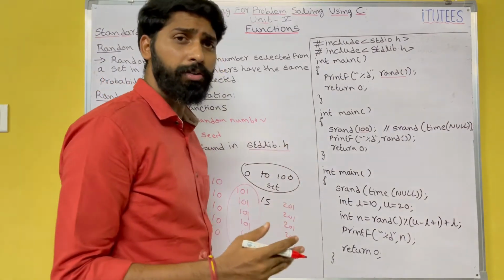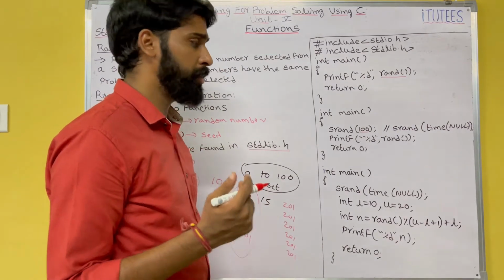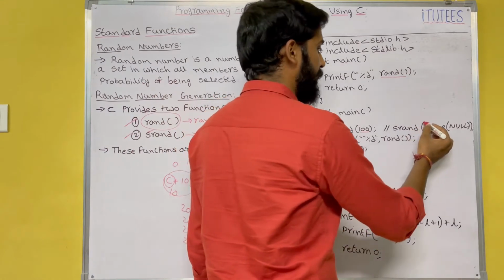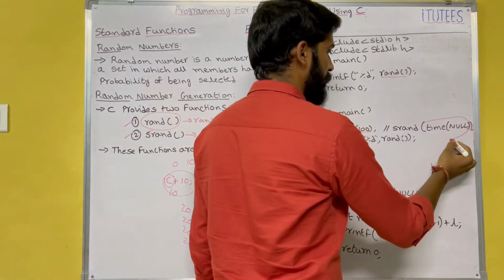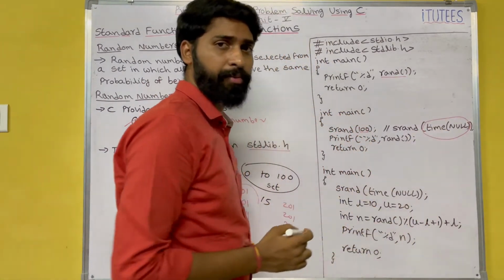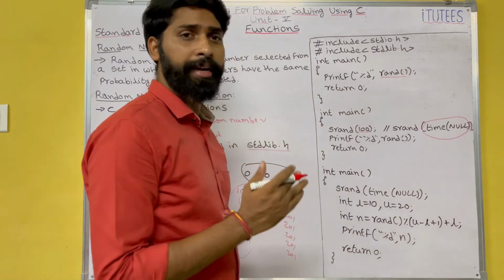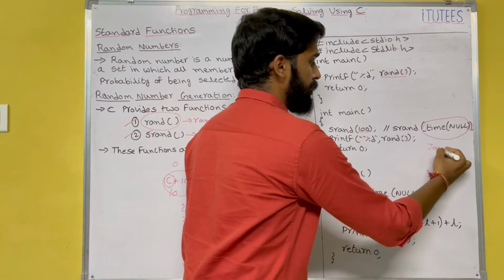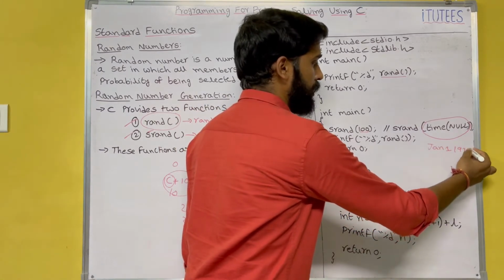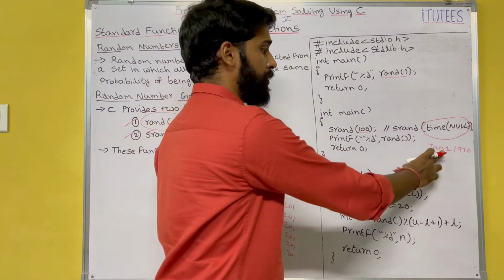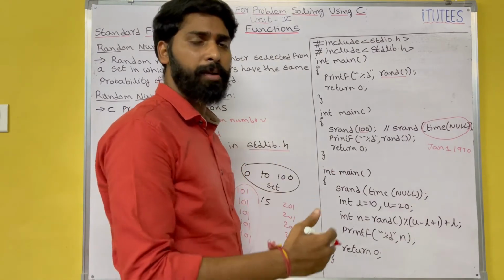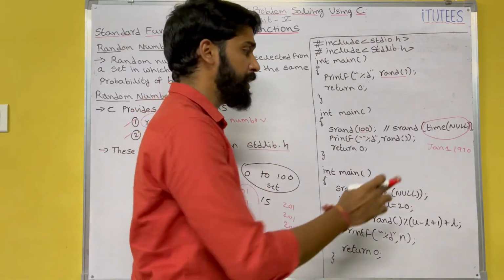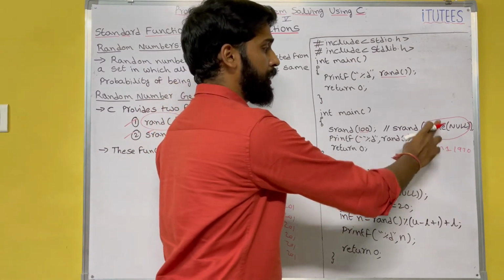But I want to generate a random number. So how can we achieve that? By using the time function. Time is a predefined function. This function returns the elapsed seconds from January 1st, 1970. That means it is always updated. For every second, the value of time is changed.